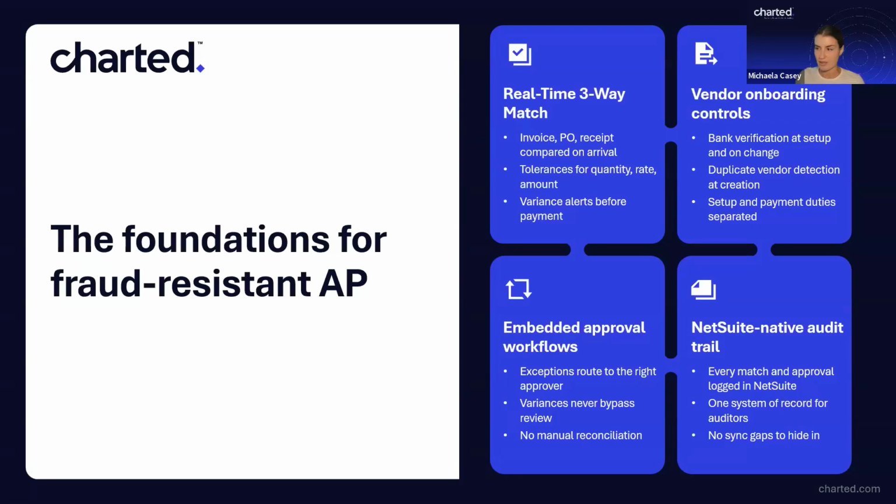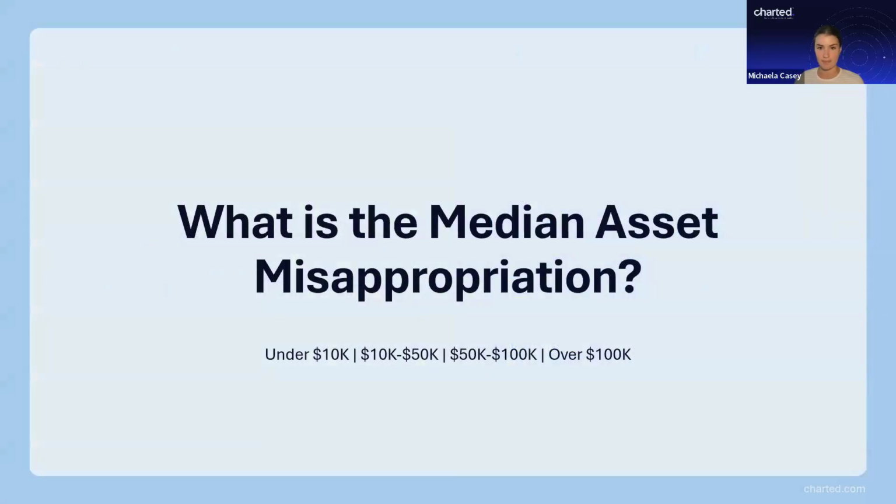And last but not least here, probably the most important part is the NetSuite-native audit trail. So every match and approval logged in the system that you already run, it's going to be one system of record, no sync gaps between tools, because sync gaps are exactly where those fraudsters will hide. So just keep these 4 pillars in your head. Every scheme we're going to look at today will get stopped by at least one of these 4 pillars at the bare minimum. So we'll go ahead and jump forward to a quick poll.